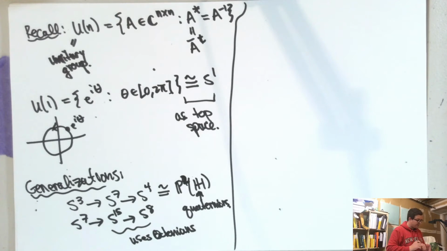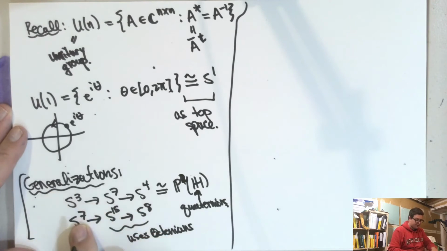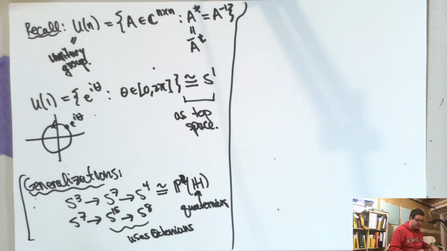So what else do I want to say about this? I don't think we need to say much more than this. Okay. So these are others. So this is an S3 bundle. This is an S7 bundle. And it turns out that the spheres that you can equip with group laws are these. All right. So those are the ones that can be made into topological groups.